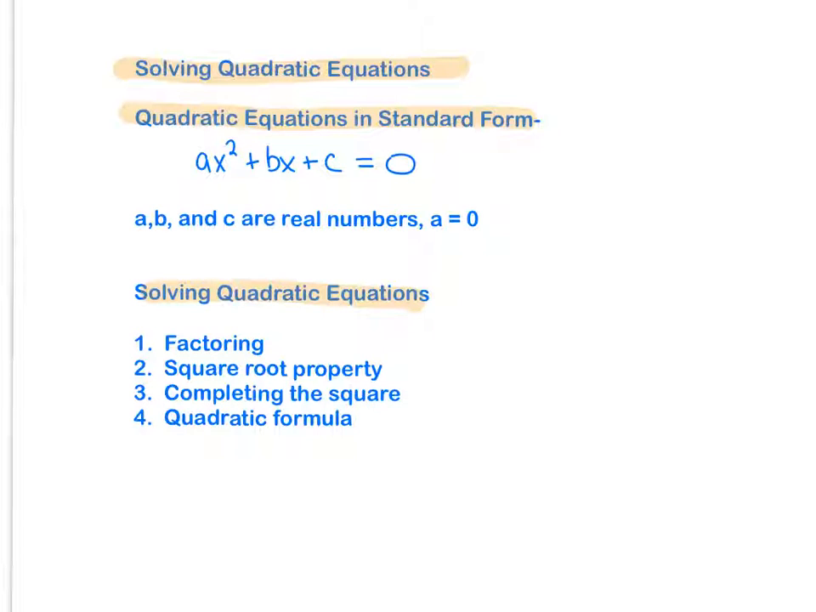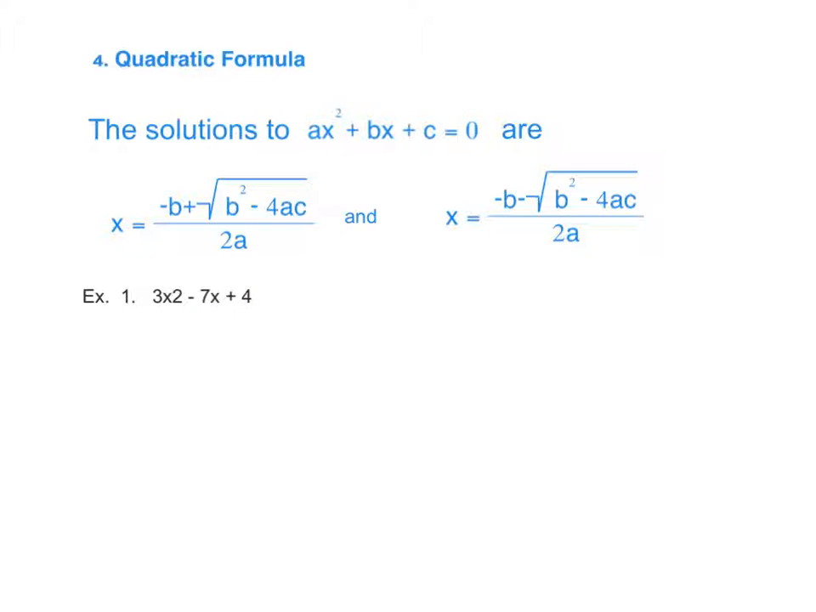It works for every quadratic equation, however it's tedious and it's easy to make a mistake. The quadratic formula says the solutions to ax squared plus bx plus c equals 0 are x equals negative b plus the square root of b squared minus 4ac all over 2a, and x equals negative b minus the square root of b squared minus 4ac all over 2a. You'll notice that I have a plus here and a minus here, otherwise they're exactly the same.